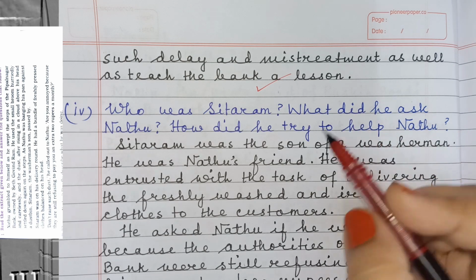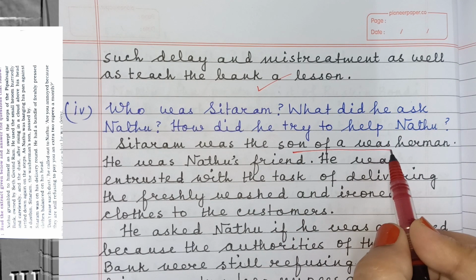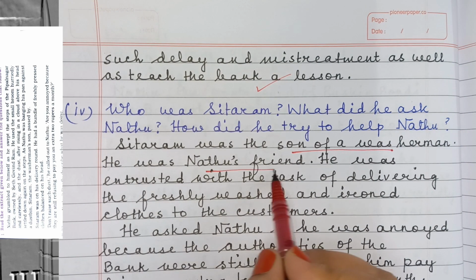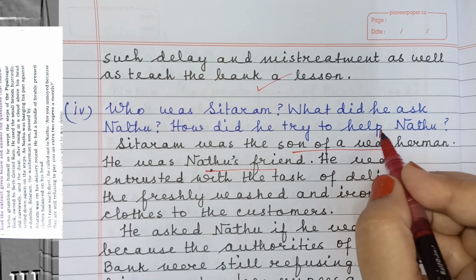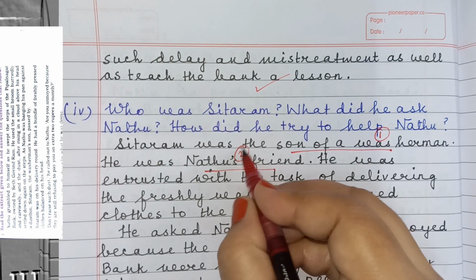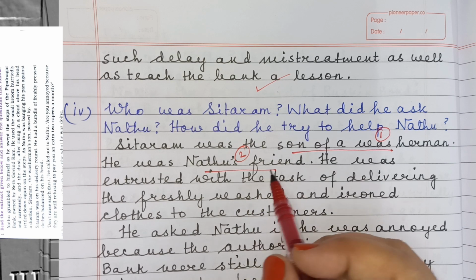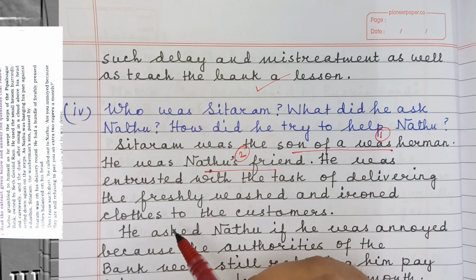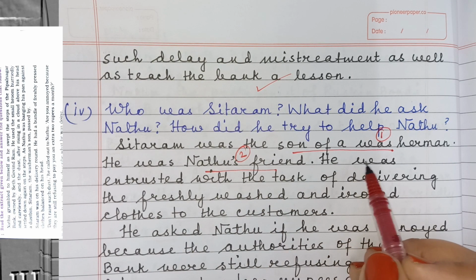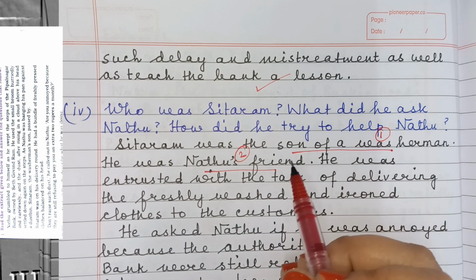Sitaram कौन था? Sitaram was the son of a washerman. He was Nathu's friend. So यहाँ पे मैंने 2 points use किया है. बहुत सारे बच्चे ये नहीं करेंगे, वो सिर्फ लिख देंगे सीताराम वॉज द सन ऑफ अ वॉशरमैन. मगर तुम क्या करोगे?